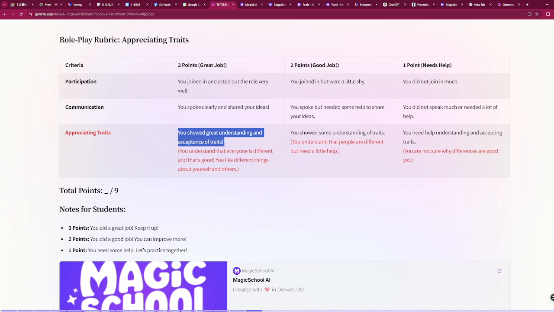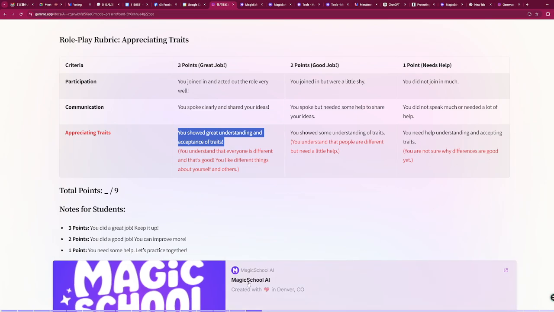But this is complicated and I don't know what it means. Kids don't know what this means. So I specifically added a prompt that helps generate an example or clarify what this is about. So here it says, you understand that everyone is different, and that's good. You like different things about yourself and others. So that's 3 points. 2 points is you understand that people are different but need a little help. 1 point is you are not sure why differences are good yet. All right, so this is a 3-point Likert scale.